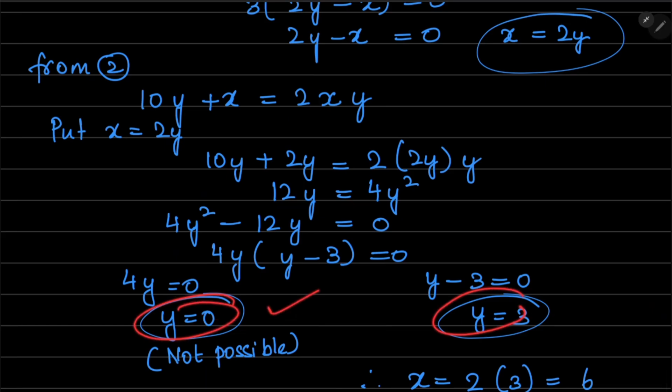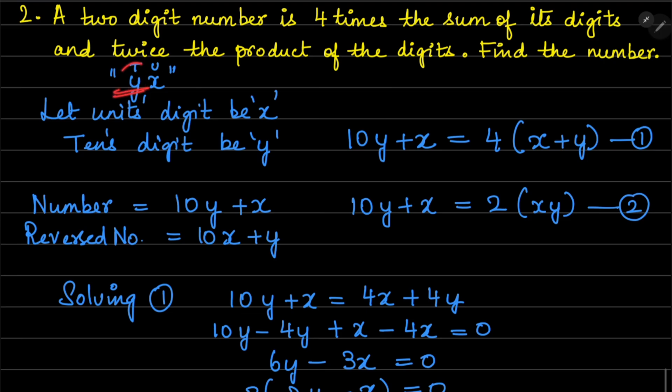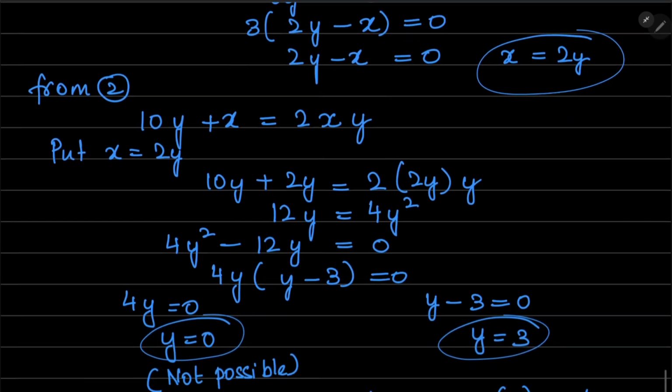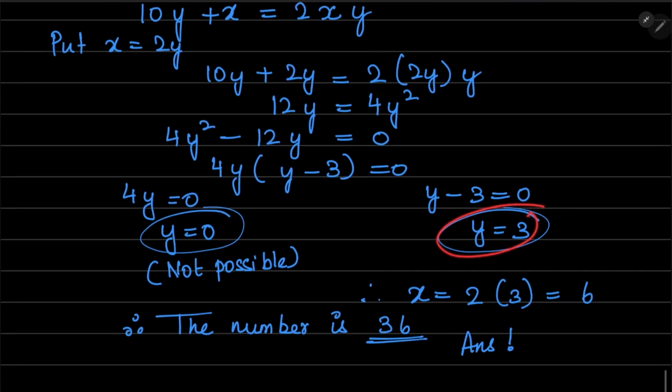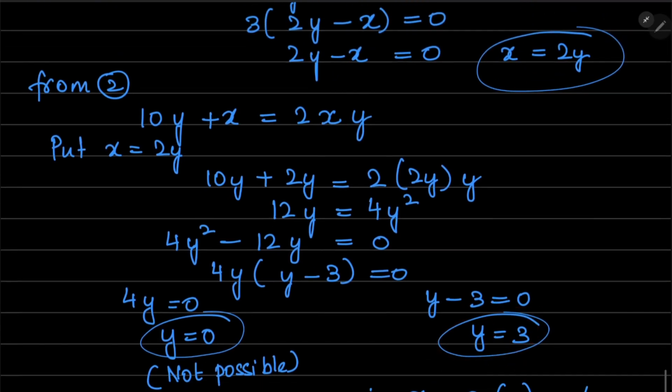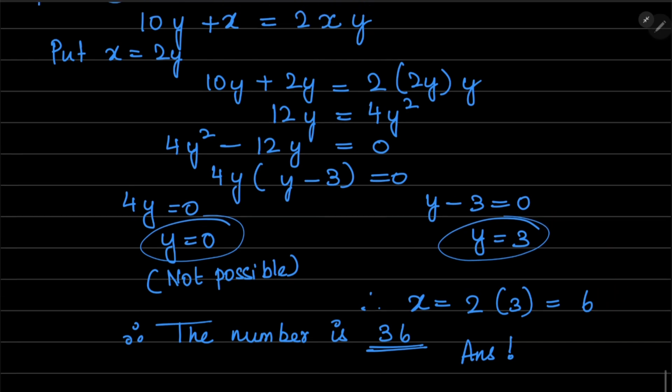values for y. One is y equal to 0, which is not possible, because if you put y equal to 0, the 2-digit number will become a 1-digit number. So y equal to 0 cannot be a value. So you can take y equal to 3. So if y equal to 3, what is the value of x? x will be 2 into 3, which is 6. And the number is nothing but what we have initially assumed, yx. So 36.